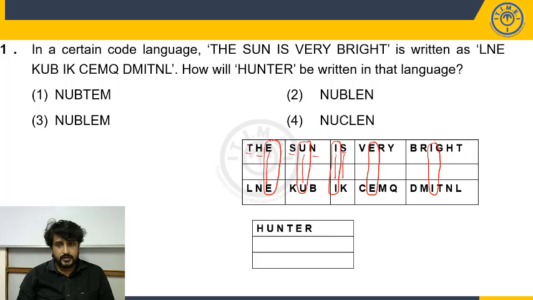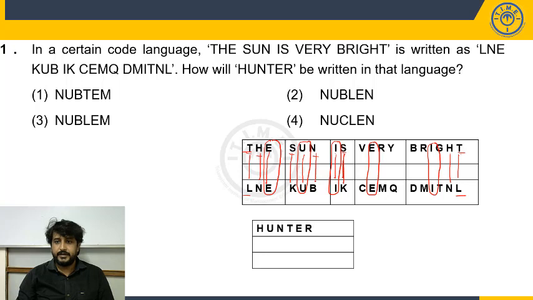Now, if you look at here, T is coded as L. So wherever we have T, it is coded as L. Here H is coded as N, even here H is coded as N. So wherever H is there, that is coded as N correspondingly. Now here we have S, S is coded as K. Even here S is coded as K.